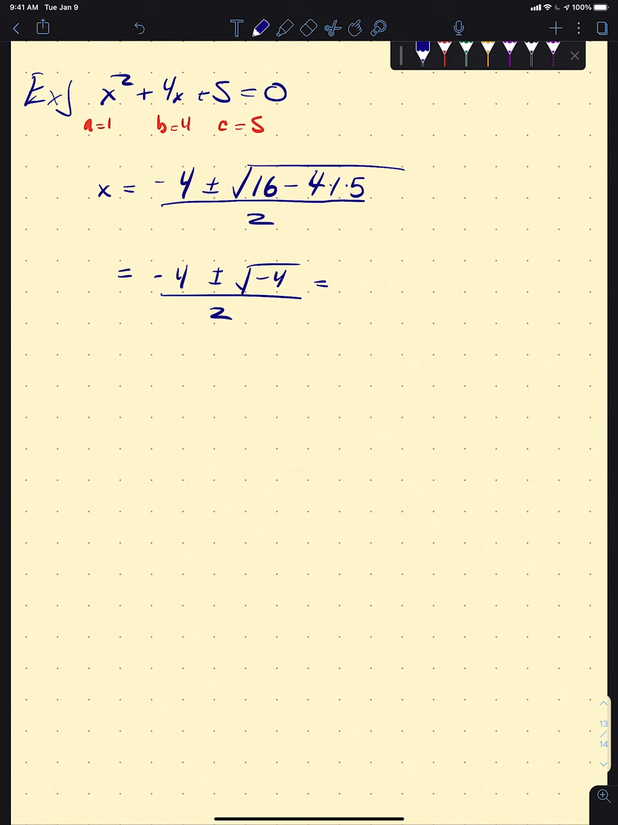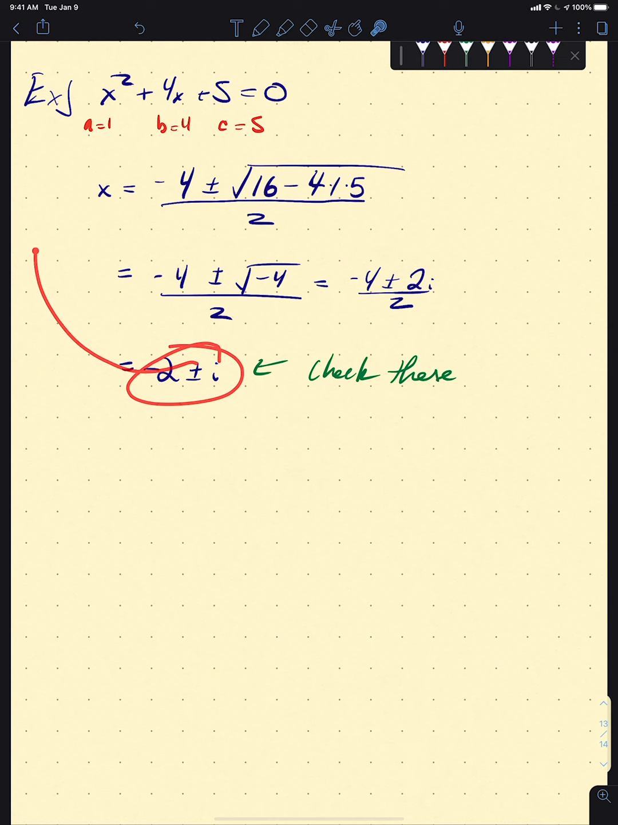And the square root of negative 4 is going to leave us with 2i. That's all over 2. And we get minus 2 plus or minus i. These are our two answers. Go ahead and check these. Do a little bit of practice with this complex multiplication and addition, and plug these two answers into your equation just to make sure that they work.